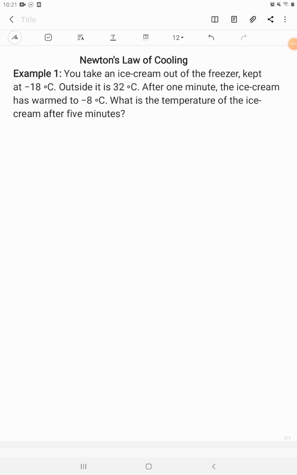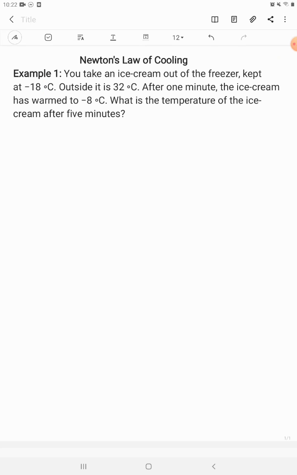Okay, we will now solve our first example for Newton's law of cooling. Very practical example. You take an ice cream out of the freezer, kept at negative 18 degrees Celsius. Outside it is 32 degrees Celsius. After 1 minute, the ice cream has warmed to negative 8 degrees Celsius. What is the temperature of the ice cream after 5 minutes?